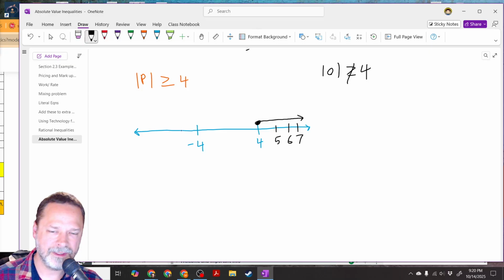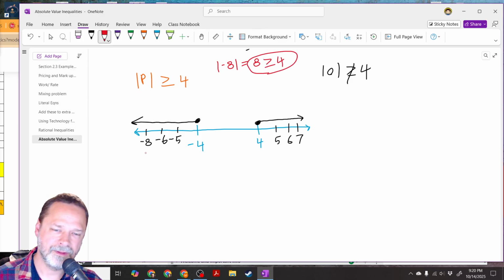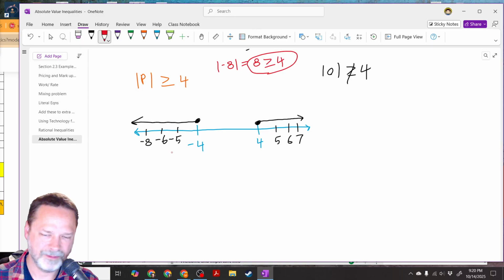But I'll bet you all these values less than -4, like -5, -6, -8, all of these as we keep going and going, those will definitely work and make our inequality true. For instance, -8. If we had absolute value of -8, that is the same thing as 8, and 8 is greater than or equal to 4. So -8 works, as would each of these other examples.